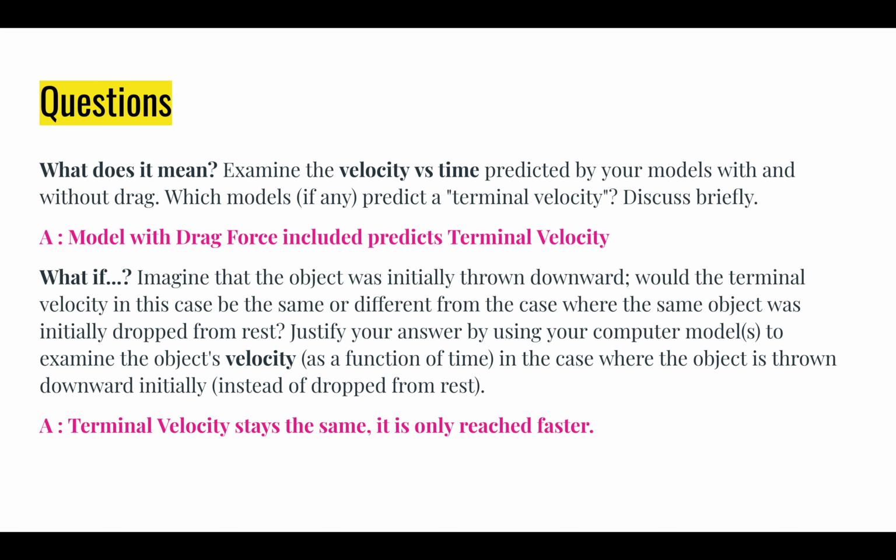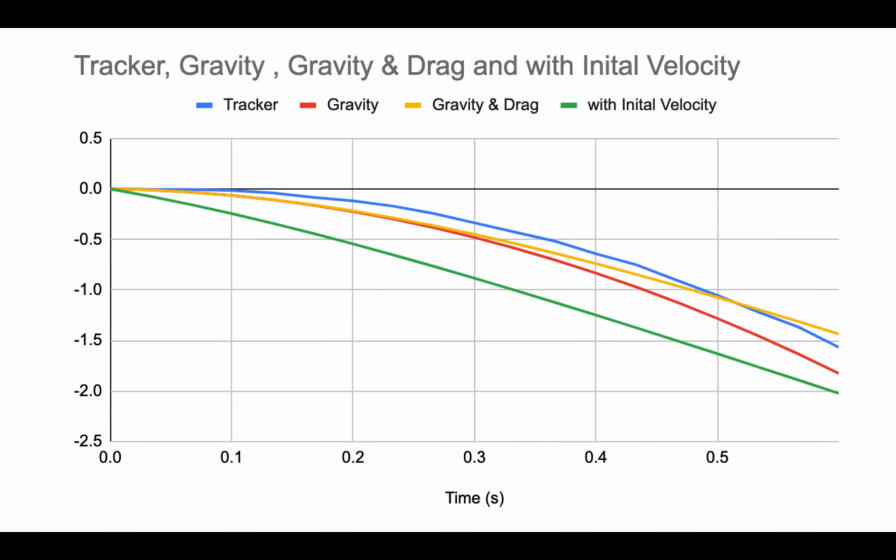The model that included both drag and gravity as a net force predicts terminal velocity because it demonstrated the drag force acting in the opposite direction of the force of gravity, which in this lab, drag was in the positive y direction and gravity was in the negative y direction. And over a longer period of time, these two forces would end up balancing and canceling each other out, resulting in terminal velocity. If the object were initially thrown downwards, the terminal velocity will still stay the same because it is independent of the initial velocity. The only difference is that if we were given a starting velocity that was non-zero in the direction of the motion, the terminal velocity would be reached faster, and here is a graph reflecting this visually.